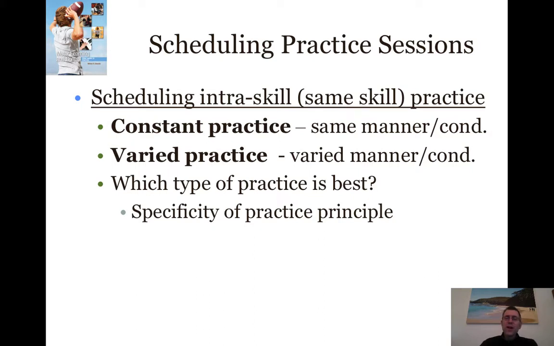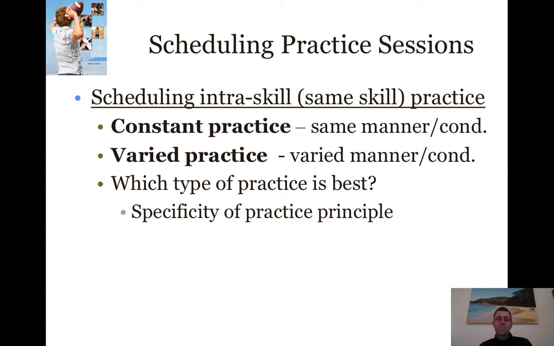So constant practice is a situation where we practice something under the same conditions. Same manners, everything is constant, everything's the same. Varied practice, we change the conditions. Depending on the skill itself, maybe the environment's going to change, maybe the arrangement of defenders, or maybe the surface on which it's being played, whatever, you're going to manipulate something, right? And so, which is best? And hopefully right off the bat you're going, well, it really depends. And you're absolutely right. It really does depend on the skill itself, the nature of the goals of the skill and all that.